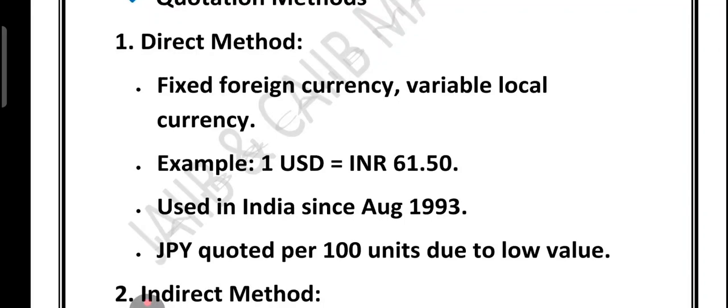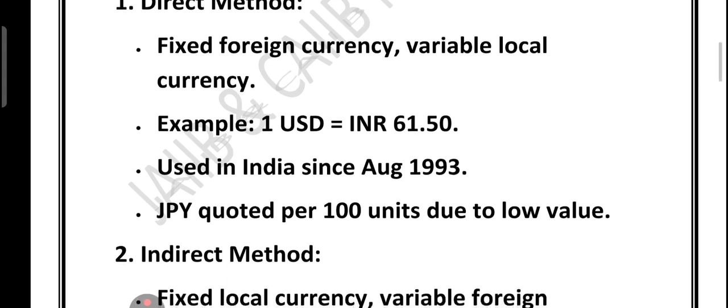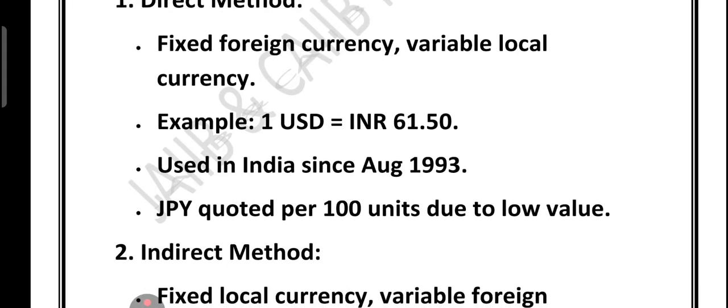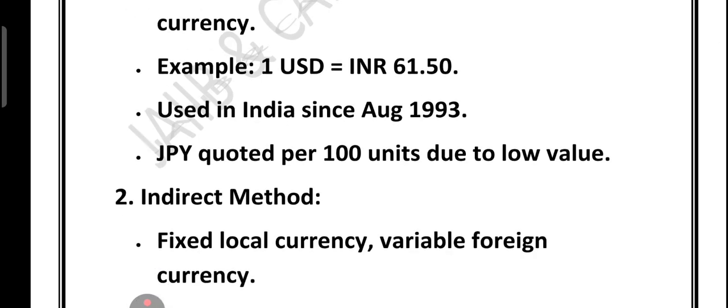Direct method means you have a fixed foreign currency and a variable local currency. Suppose I say $1 is equal to 61.50 INR. Here our foreign currency, the dollar, is fixed, and our local currency, which is Indian rupees, is variable. This is used in India since August 1993. And Japanese yen is quoted per 100 units due to its low value.